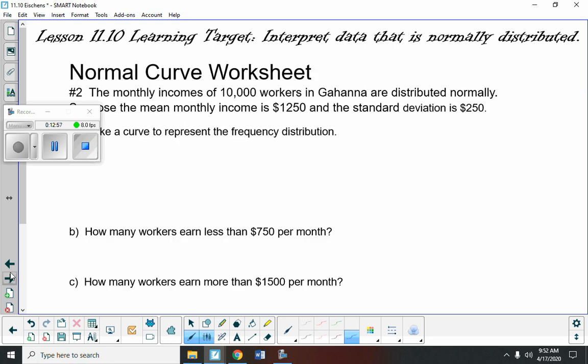All right, last one we're going to do is one that's off of the worksheet you're doing. It says the monthly incomes of 10,000 workers in Ghana are distributed normally. Suppose the mean income is 1,250 and the standard deviation is 250. Make a curve to represent the frequency distribution. So that's the first thing we're going to do. Make our bell curve. Okay, it's a normal distribution. Your mean is 1,250. The standard deviation is 250.